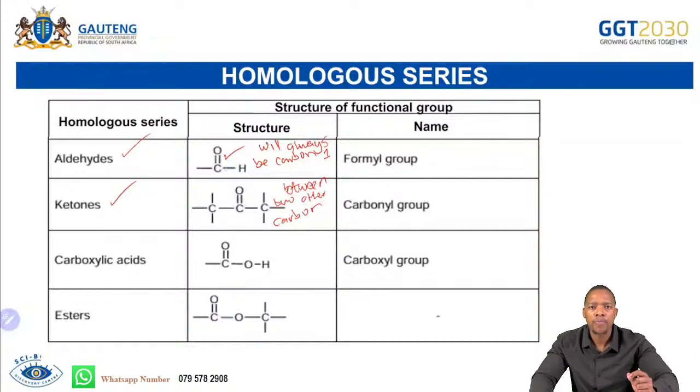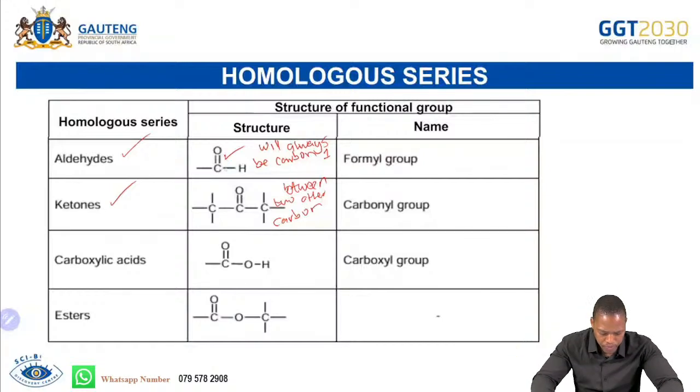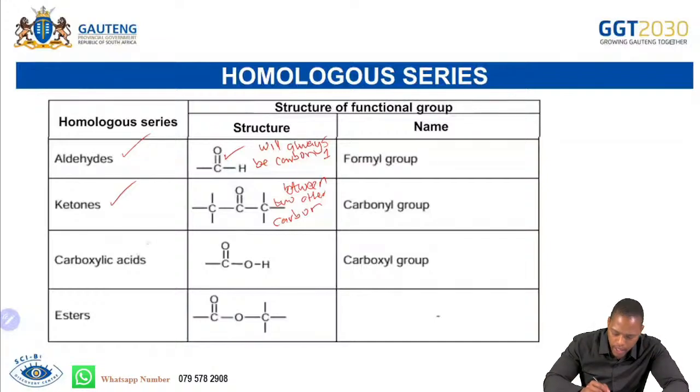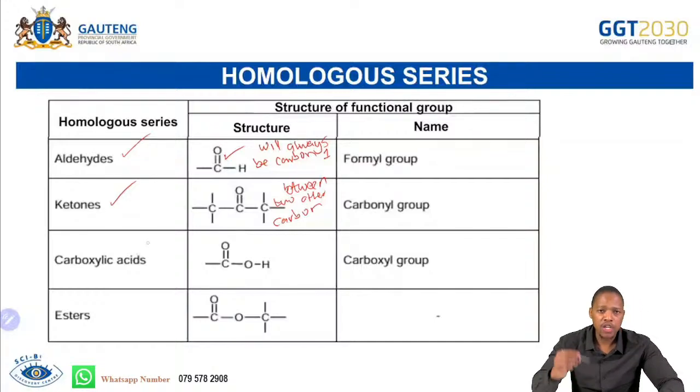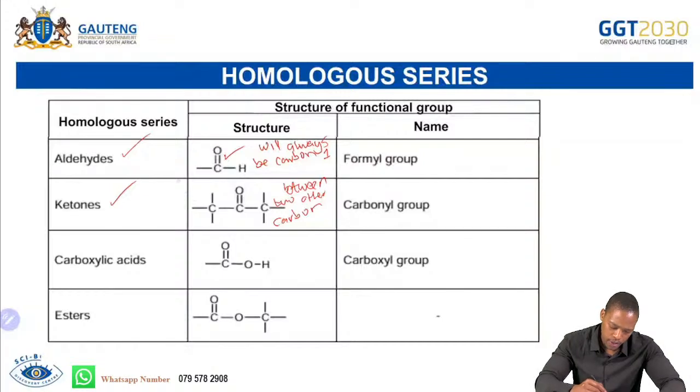It now becomes a what? A ketone, because then it will be surrounded by 2 other carbons. Okay, right. The next one then becomes a carboxylic acid. But before then, I just want you to take note of this and look at this.